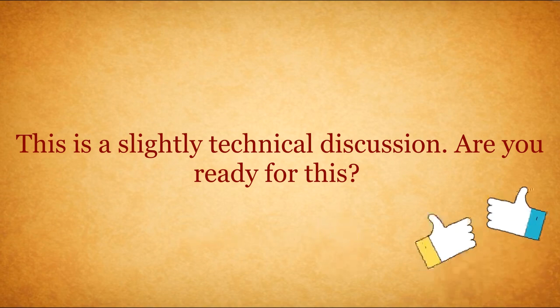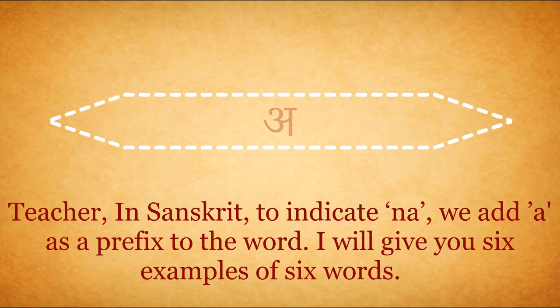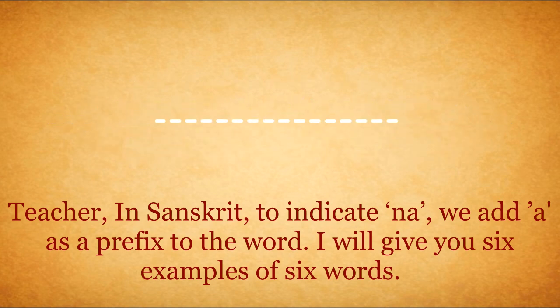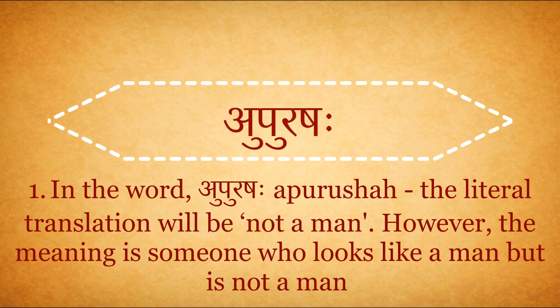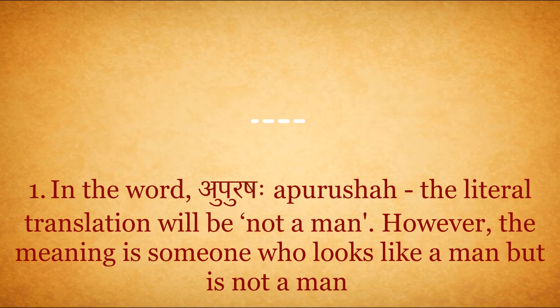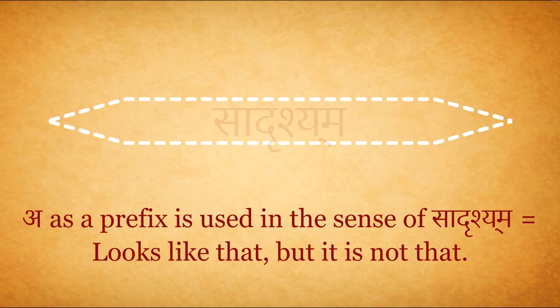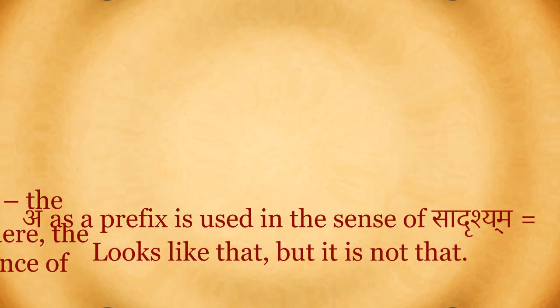Student: Okay. Teacher: In Sanskrit, to indicate na, we add a as a prefix to the word. I will give you 6 examples of 6 words. 1. In the word apurushaha, the literal translation is not a man. However, the meaning is someone who looks like a man but is not a man. A as a prefix is used in the sense of sadrishyam, looks like that, but it is not that.